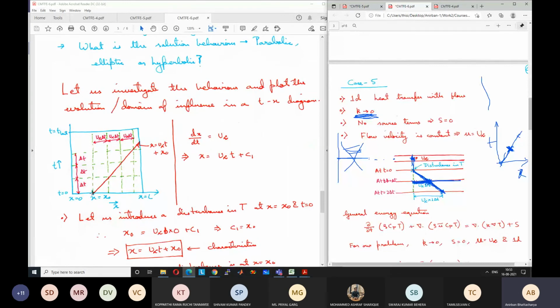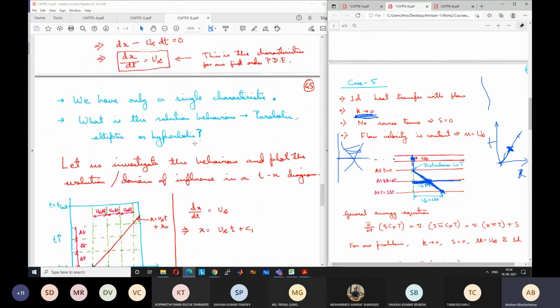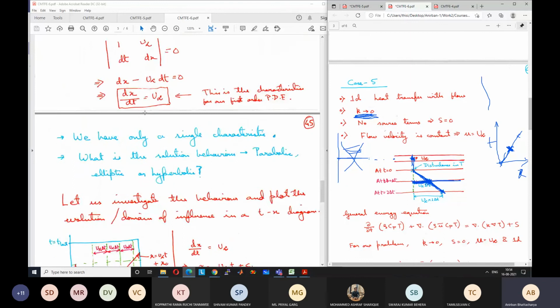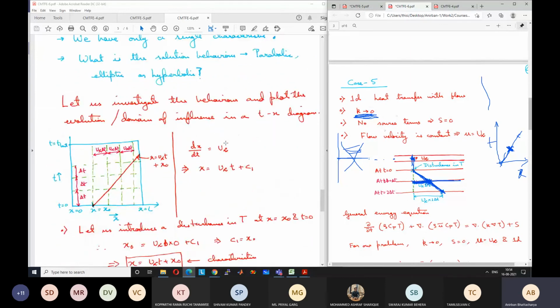Say the perturbation is given at x equal to x0. The only point that it will influence after time delta t is at a distance of u infinity into t from this point, because there is no spread of information. The information is only getting advected with the velocity. So the only point it will influence after delta t is this point. Mathematically, we can also see that the characteristic is dx/dt equal to u infinity, so x is equal to u infinity t plus c1.